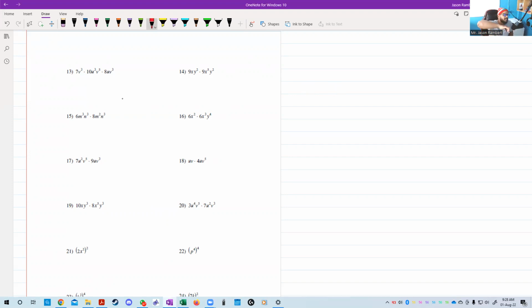So number 13, 7v cubed multiplied by 10u cubed v5 multiplied by 8uv cubed. Multiplication is commutative. Does everybody know what commutative means?